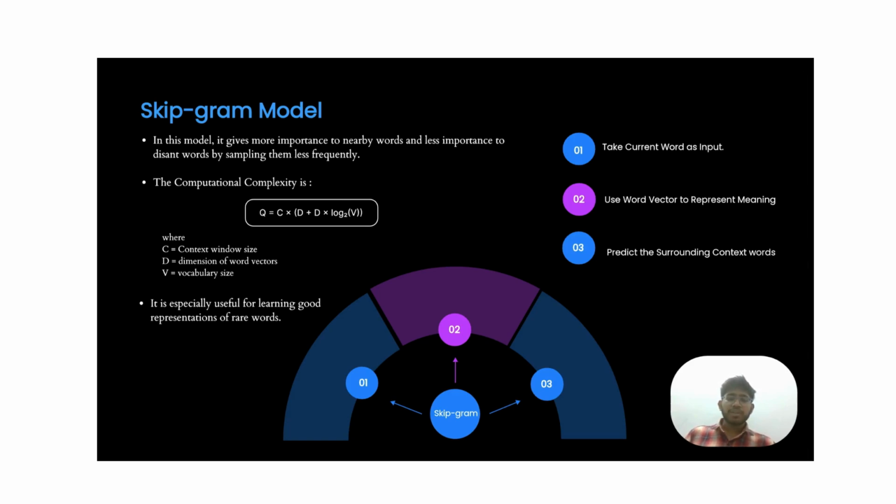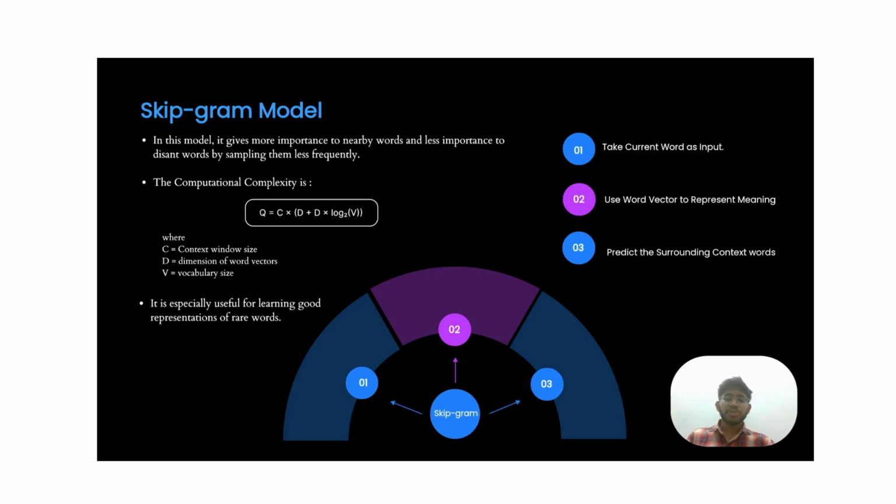We convert this word into a vector representation. This vector captures the meaning of the word. Now using this vector, the model predicts surrounding words like I, love, very, much, or any other words which are related to the vector we found earlier. And one more important thing: skipgram gives more importance to nearby words and less importance to distant words. So closer words are sampled more frequently.